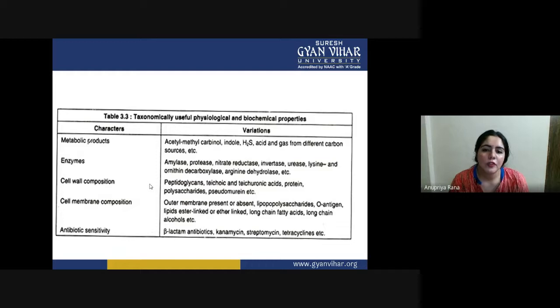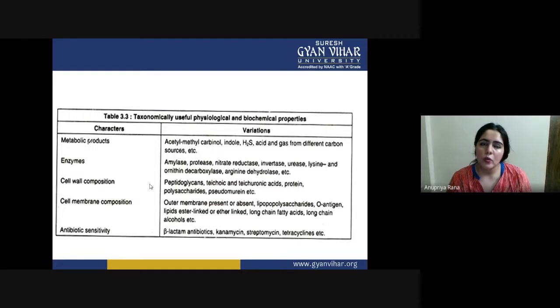Taxonomically useful physiological and biochemical properties are very important, like the metabolic products we just saw. These are not metabolism itself, but the products which they synthesize through their metabolism. So these products can be made by these bacteria.